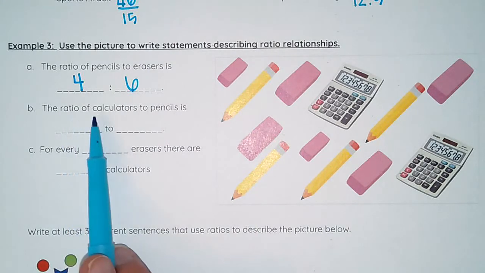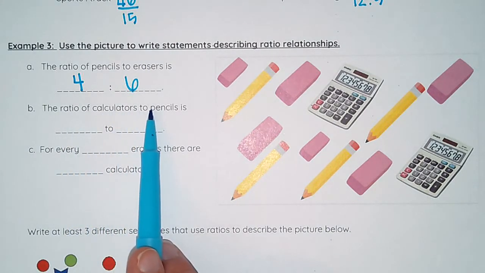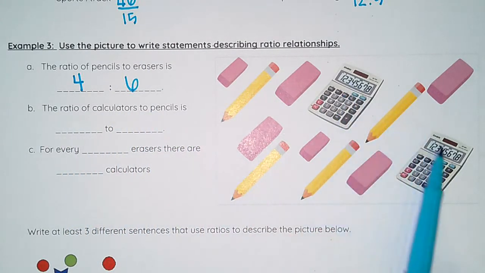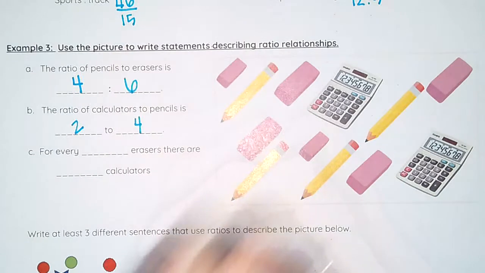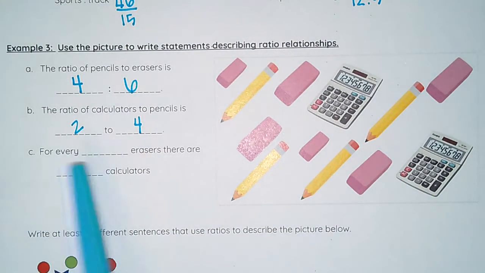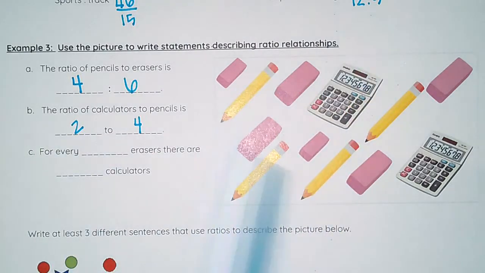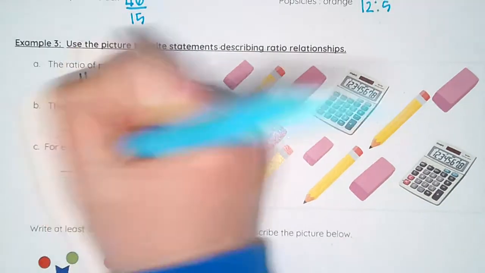The ratio of calculators to pencils. So calculators, there's 2. And pencils, there's 4. So my ratio would be 2 to 4. And then lastly, I have for every 6 erasers, there are 2 calculators.